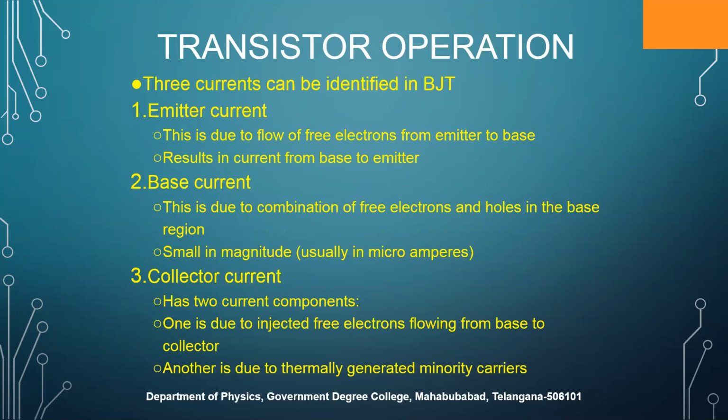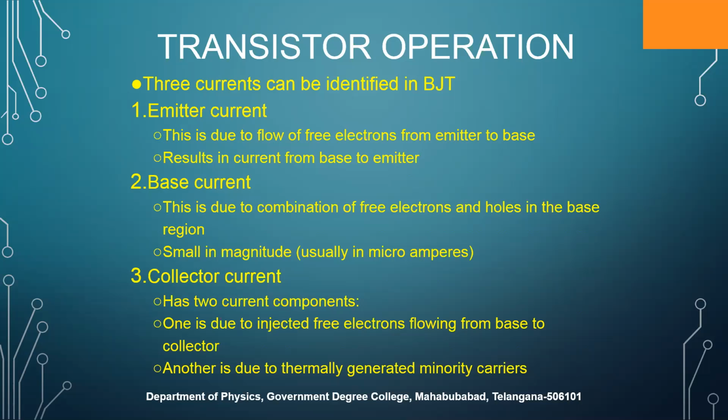So now we are going to discuss the different current components in the transistor. What are the different current components in the transistor? As we have discussed, that is I subscript E, the emitter current, I subscript B, the base current, and I subscript C, the collector current. So we discuss them one by one. Coming to emitter current, it is due to the flow of free electrons from emitter to base. This results in a current from base to emitter. Coming to base current, it is due to combination of free electrons and holes in the base region, as we have discussed.